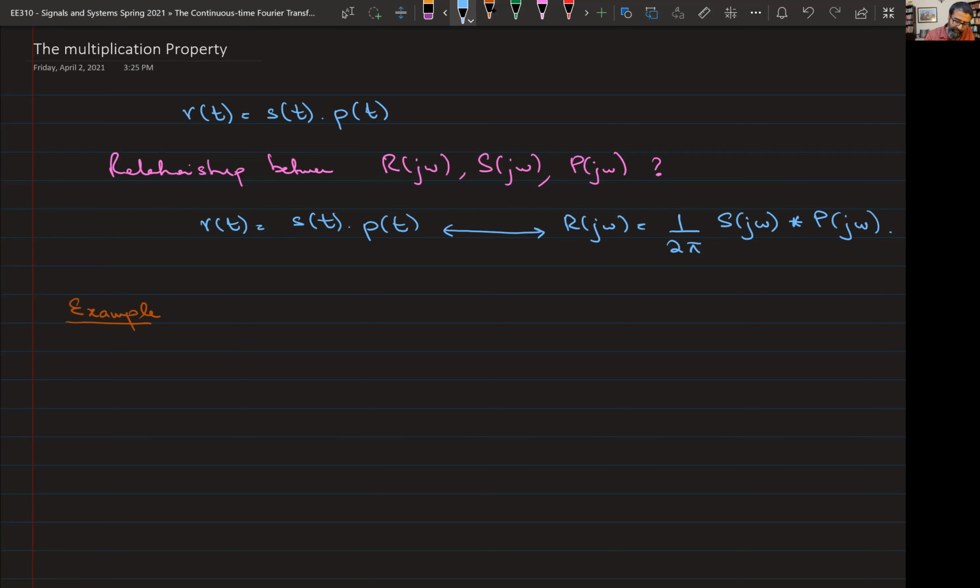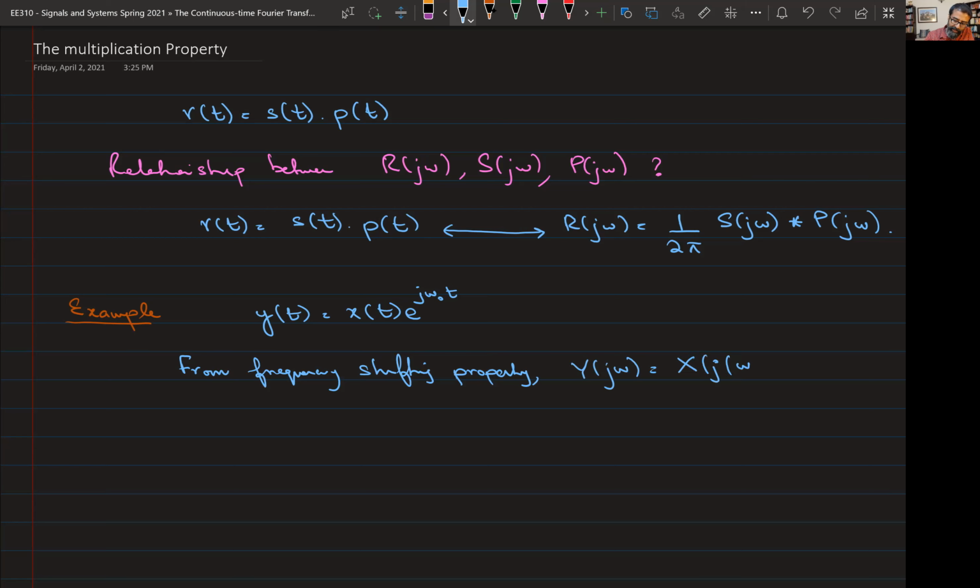If I give you x of t, and y of t equals x of t times e raised to power j omega naught t, where omega naught is a constant. We've done the frequency shifting property, right? So from the frequency shifting property, we know that Y of j omega is equal to X of j omega minus omega naught.